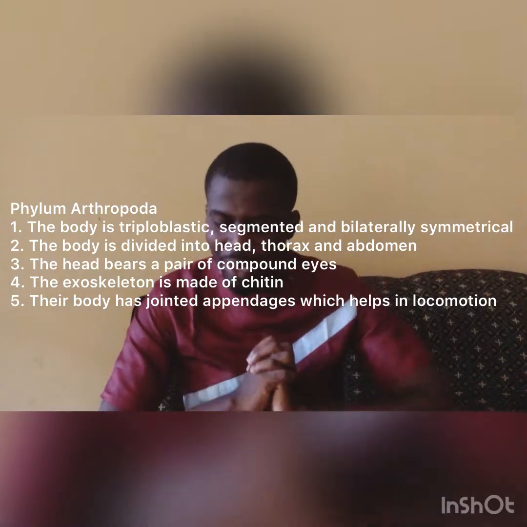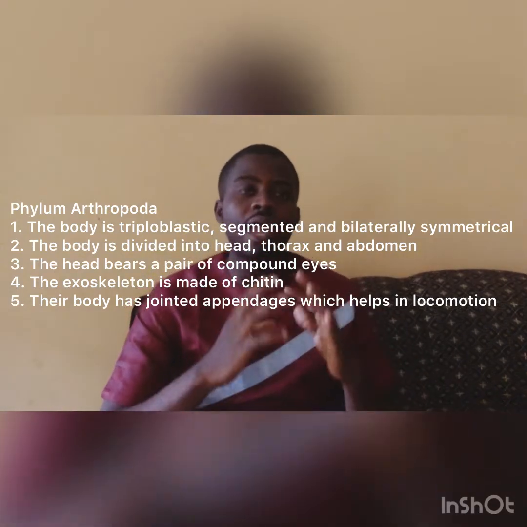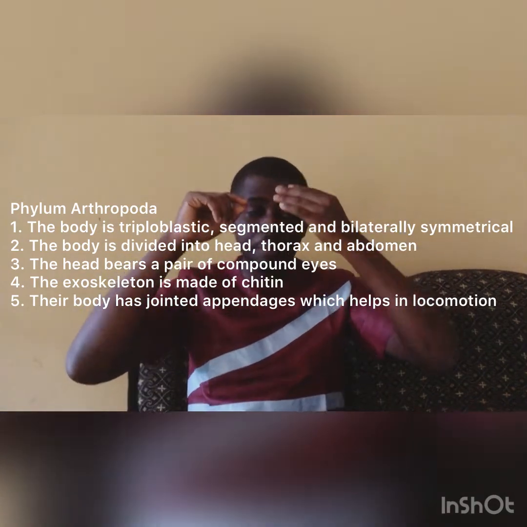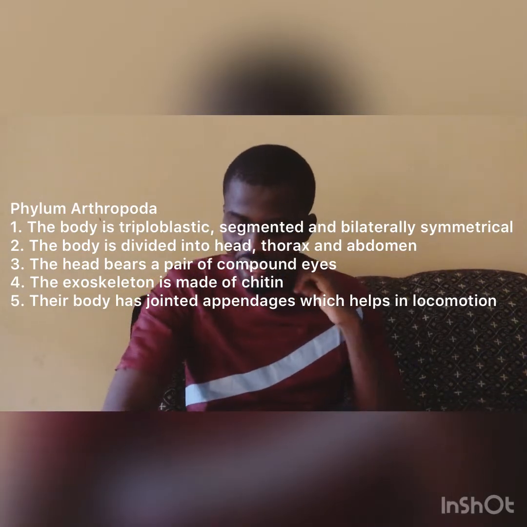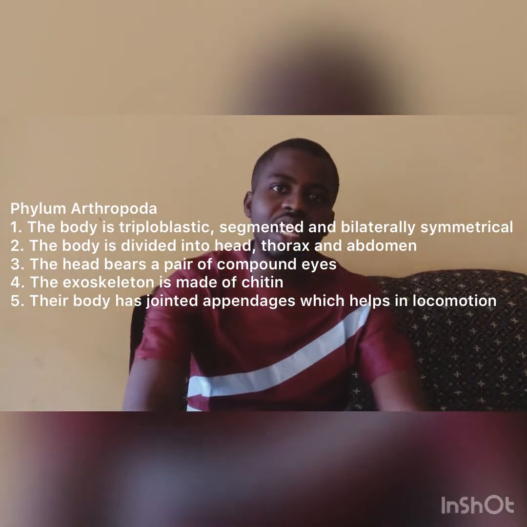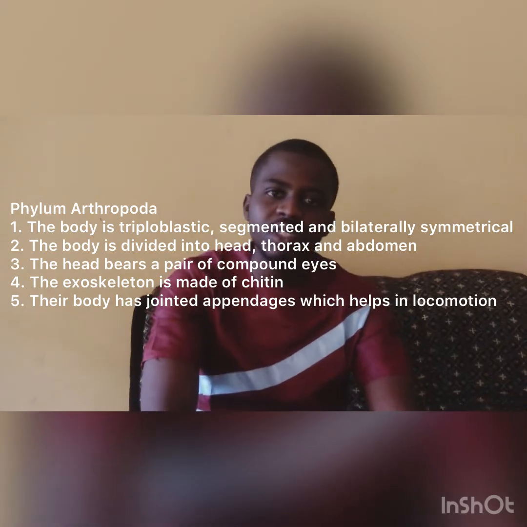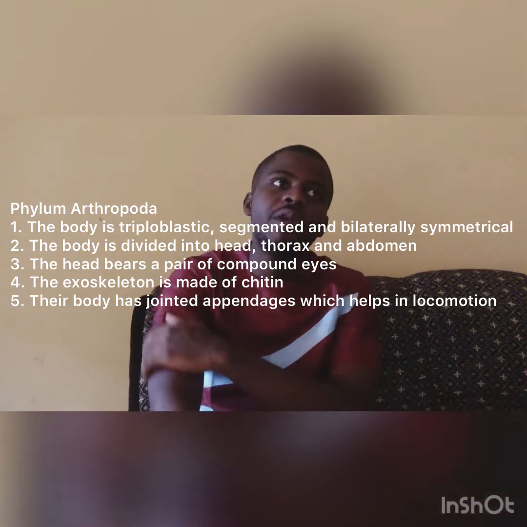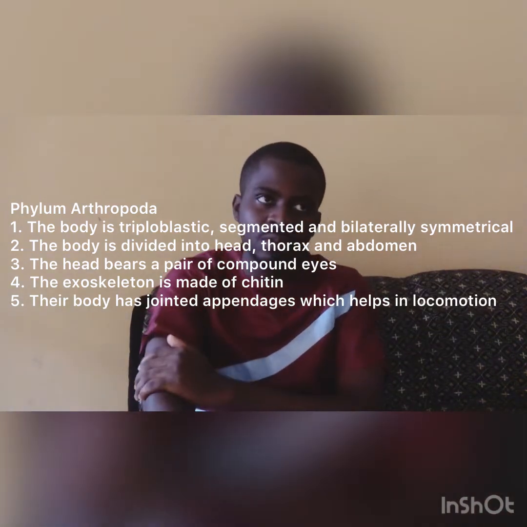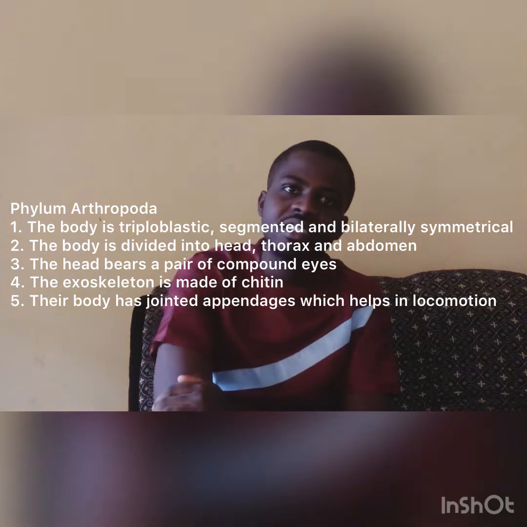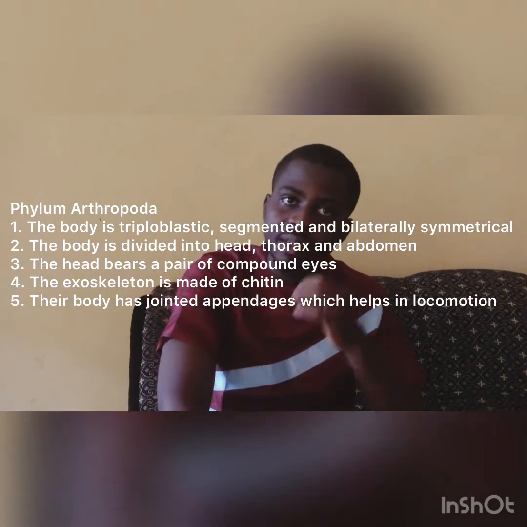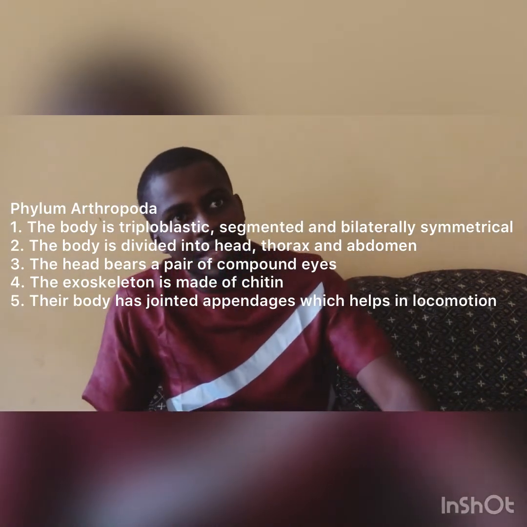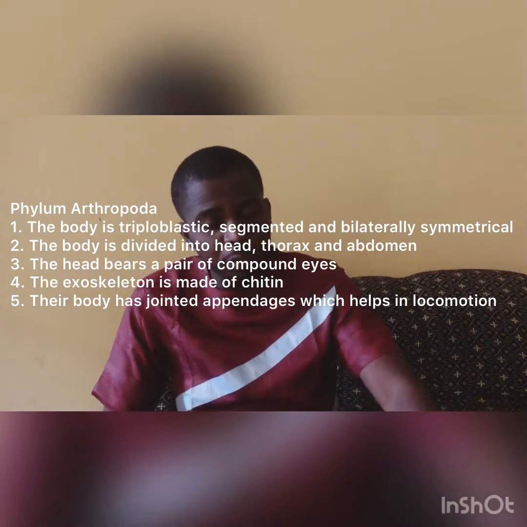Then the third one is that the head bears a pair of compound eyes. And the fourth one is that the exoskeleton is made up of chitin, which we will still talk about very well in one of our next classes. We'll still talk about skeletons, that we have the endoskeleton, the exoskeleton, and the endostatic skeleton. But for Arthropoda, their exoskeleton is made up of chitin.